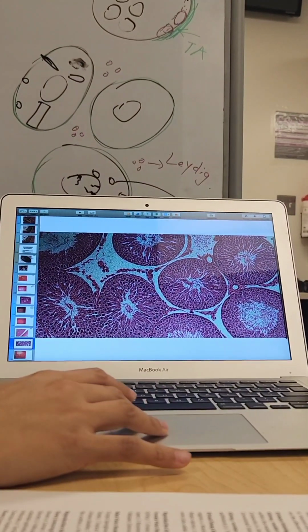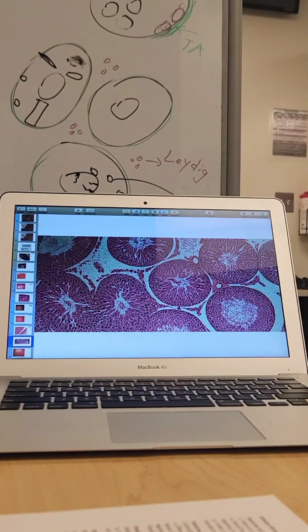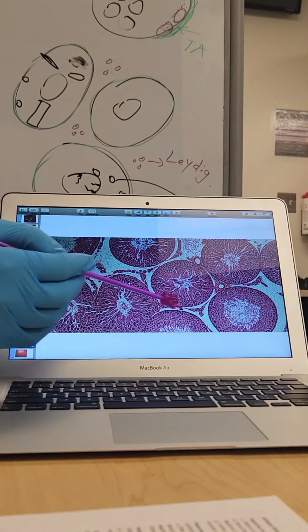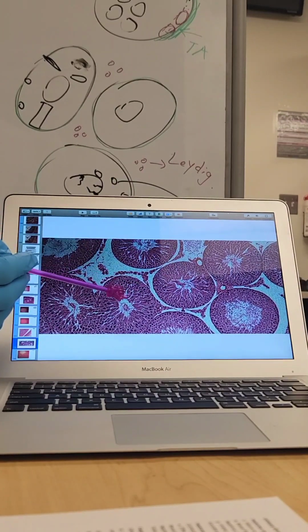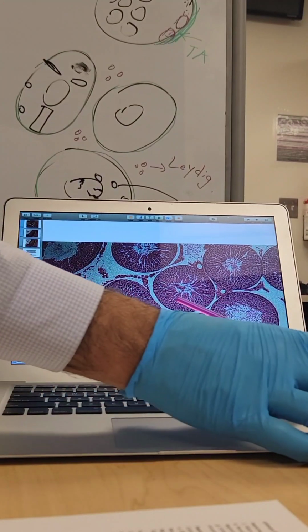You the best. They are called seminiferous tubules. And what are these cells here called between the tubules? Leydig. You are awesome. They're called the Leydig cells. And in each of the seminiferous tubules, what are these empty spaces? Lumen. Good job. It's hard to see here, but let's look at a bigger picture.